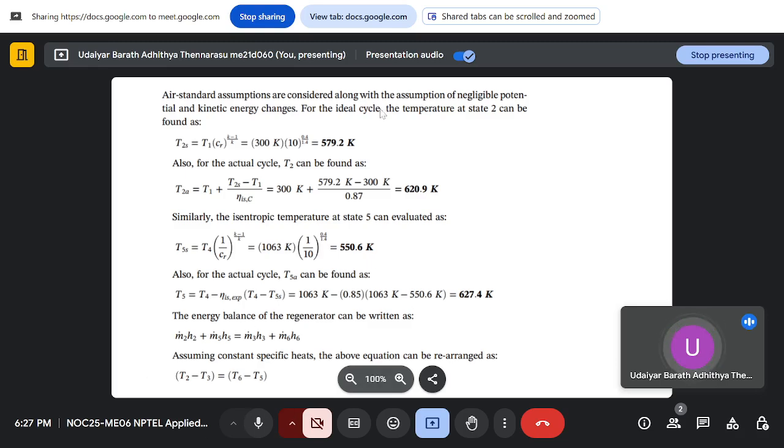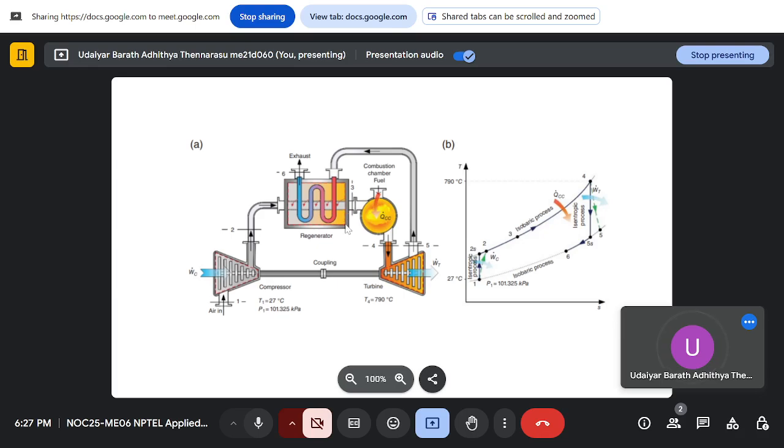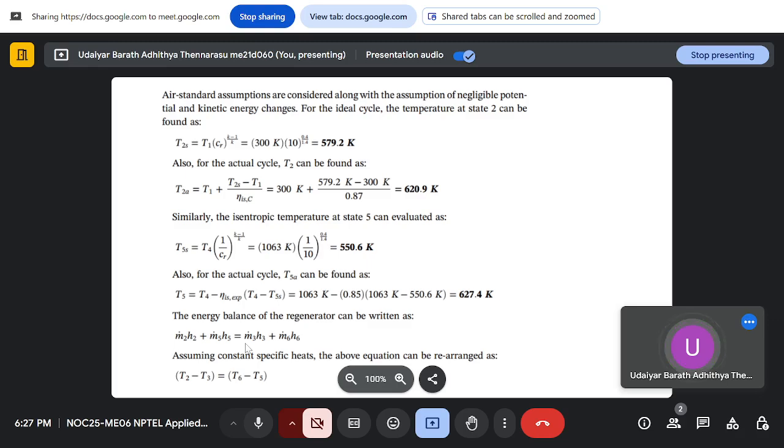So doing an energy balance across the regenerator will give me m2 H2 plus m5 H5, which is the incoming fluid, equals m3 H3 plus m6 H6. So incoming is 2 and 5, and going out is 3 and 6. So that's what is given. Energy in equals energy out for the steady state.